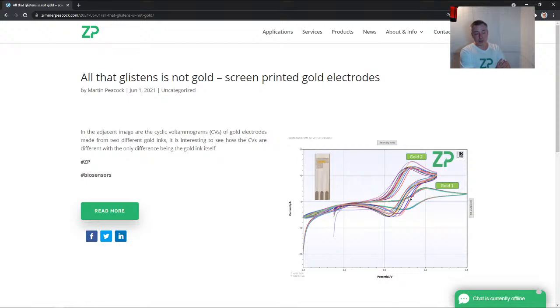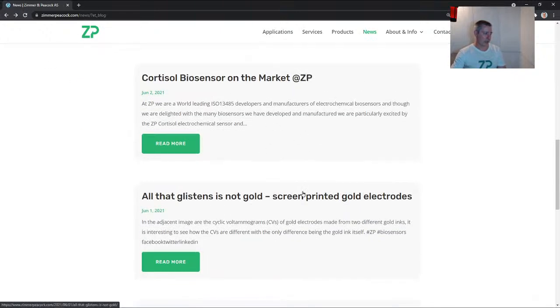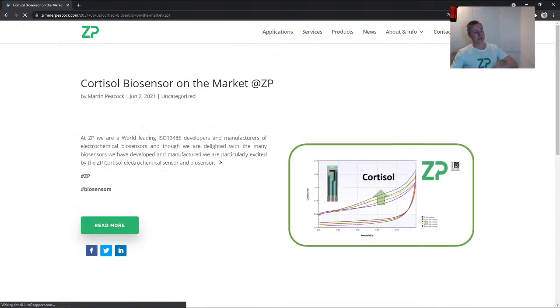But for me, reproducibility in manufacturing always trumps everything else. It doesn't matter to a biosensor really whether your peak separation is 59 millivolts. That's not the thing that's stopping you getting to market. What's going to stop you getting to market is actually reproducibility. Because we are geeks at Zimmer and Peacock, and we like our electrochemistry, we just put some cyclic voltammetry up this week of a couple of golds, just so you can see that not all golds are the same. Now, I made a bit of confusion this week because we have actually launched a cortisol sensor.